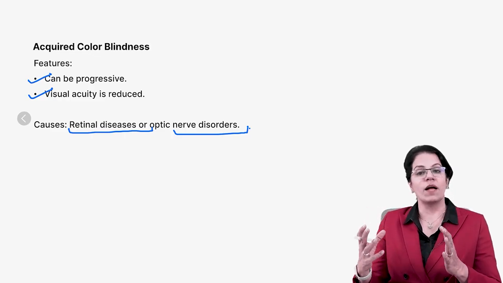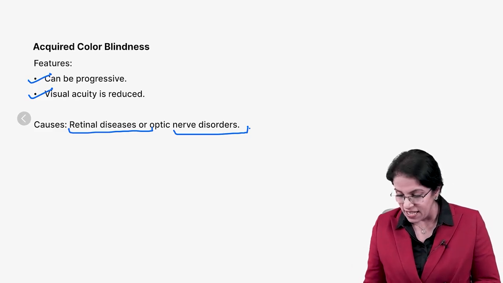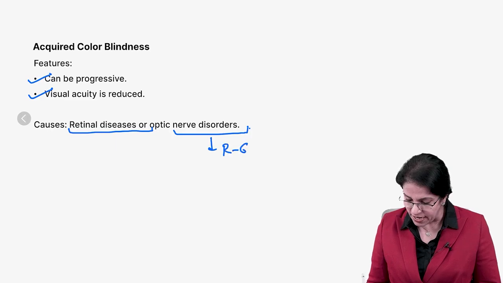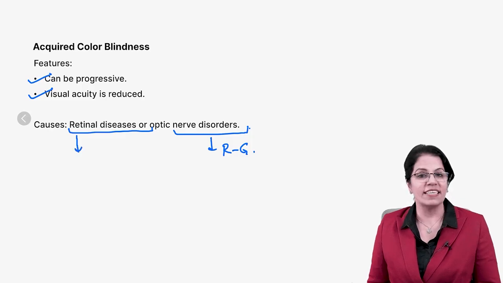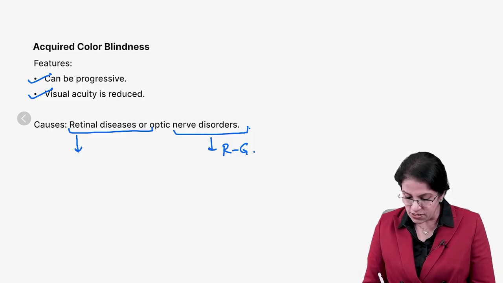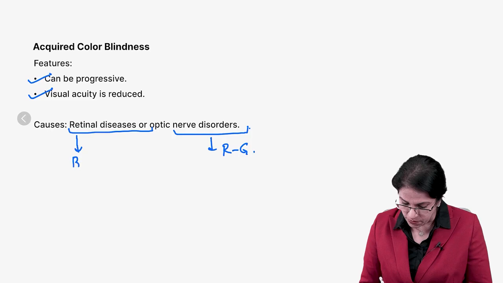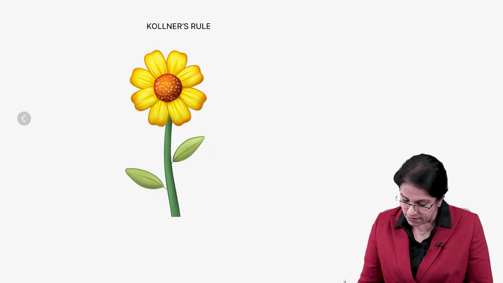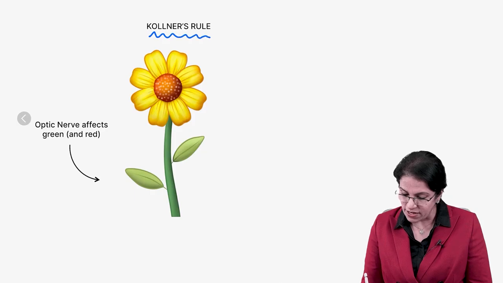Now coming back to acquired color blindness, it can be due to retinal disease or optic nerve disease. Let us understand that if it is through optic nerve disorders, it is generally a red-green color blindness. And when you talk about the retinal diseases, then this is generally a blue and yellow disorder. Okay, blue and yellow. This is called Kollner's rule. Okay, interesting. This is your Kollner's rule.